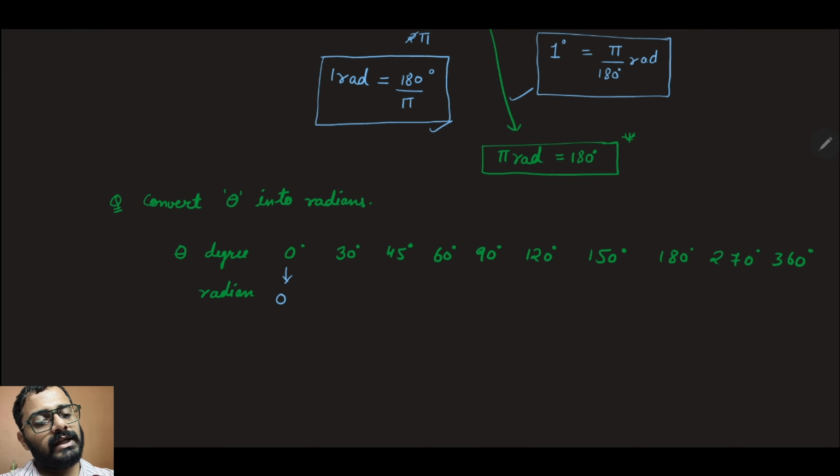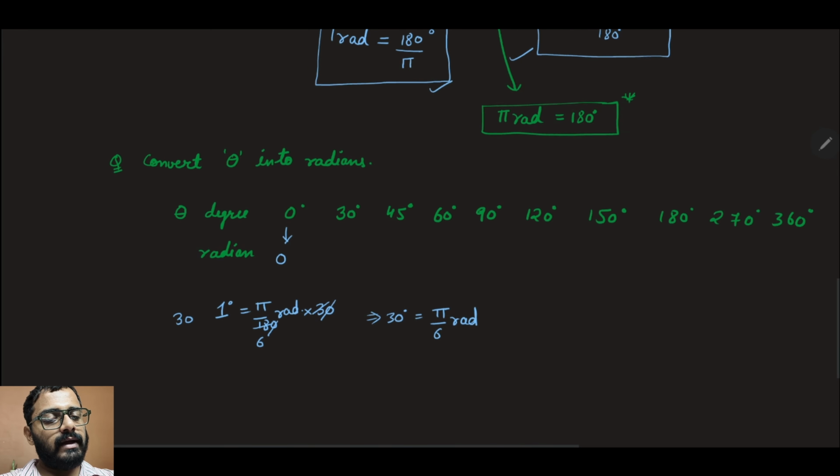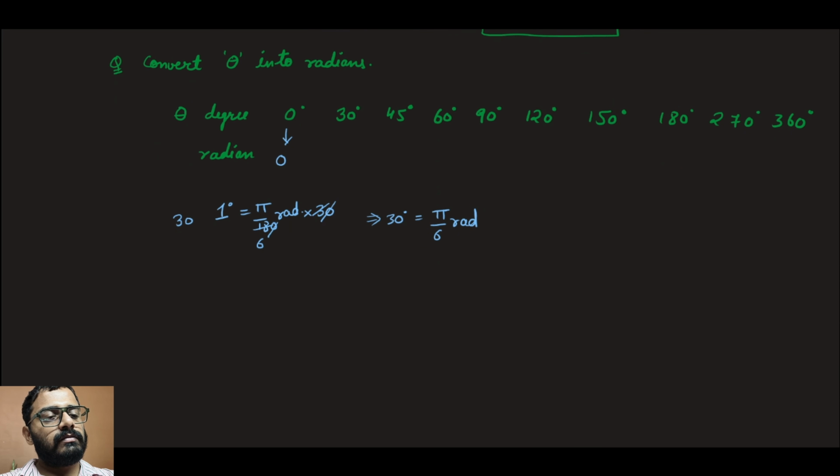Now if you want to find 30 degree here, we know that 1 degree is equal to pi by 180 radian. We want to find 30 degrees, so we will multiply by 30 here and multiply 30 here also. Okay, so here it will get cancelled with this one, and 3 cancels 18 and it will give 6. So 30 degrees, what we will get, pi by 6 radian. Okay, same way you have to convert all the angles given here. Okay, so this is pi by 6.